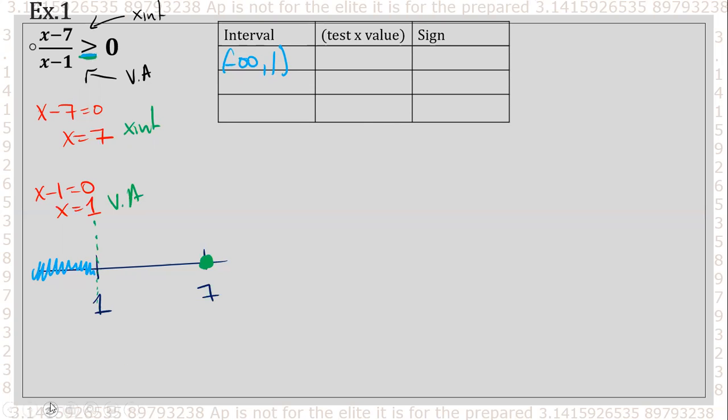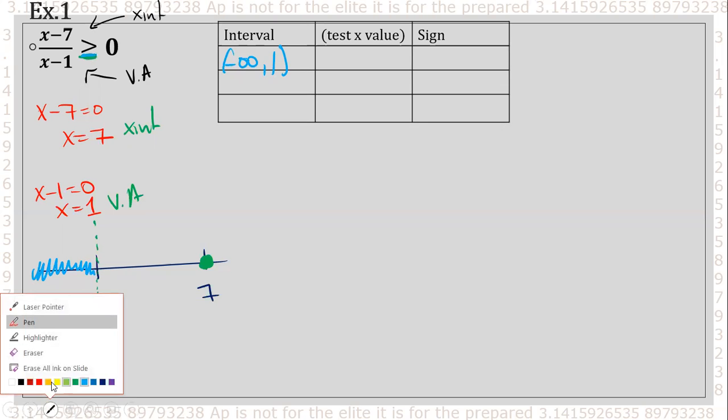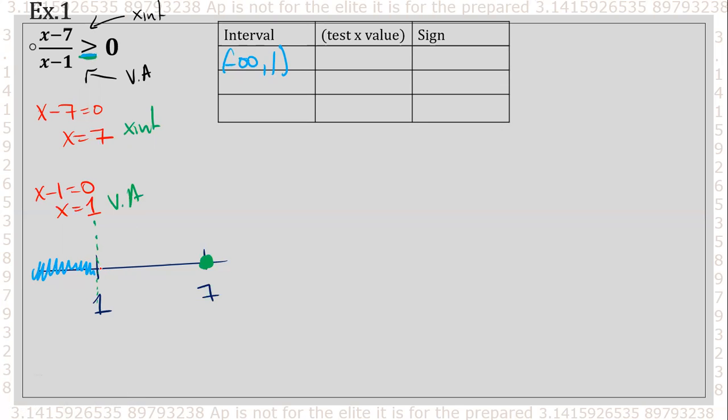Okay, so the next one, let's go ahead and try it with red. All the numbers between the vertical asymptote at 1 and the x-intercept at 7. So remember, there's a 1 right here, and there's a 7. Keep in mind, this right here is an x-intercept, and this 1 is a vertical asymptote. So the vertical asymptote only has parentheses, and the x-intercept has brackets, according to this little bar, right?